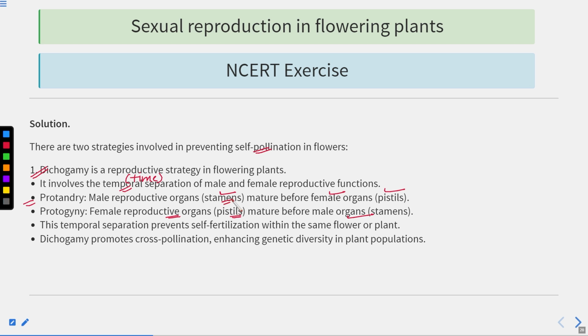The stamens are maturing first, so the stamens will produce the pollen, but the stigma is not receptive. So in this case, what will happen? The stigma is not receptive because it has not matured, so it will not accept the pollen from the anthers. Here, in protogyny, the stigma is receptive, but pollen is not produced because the stamens are not mature. So here, no pollen will be produced.